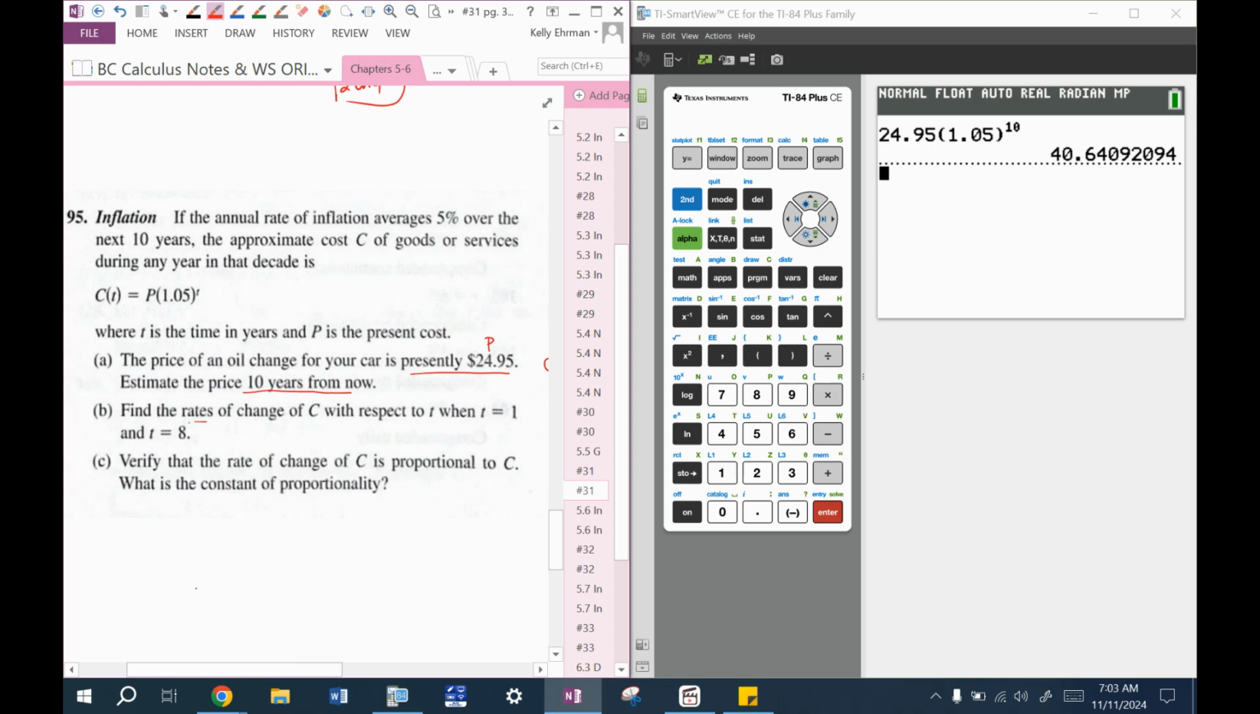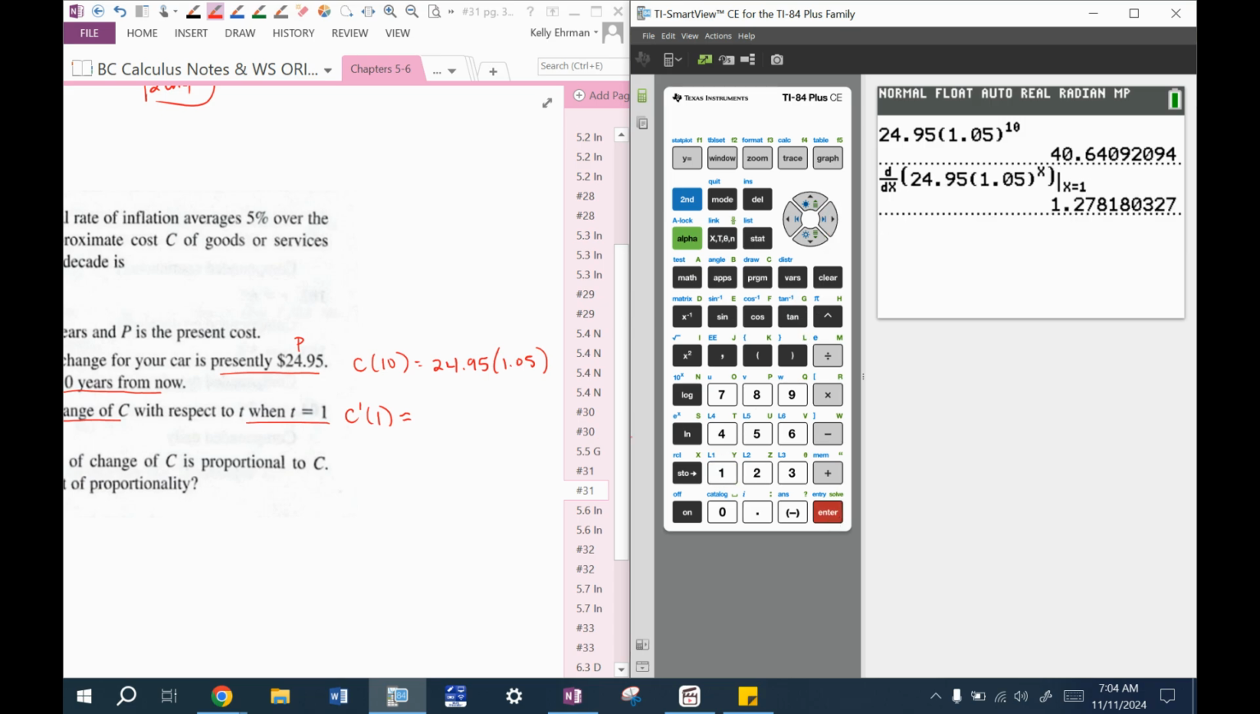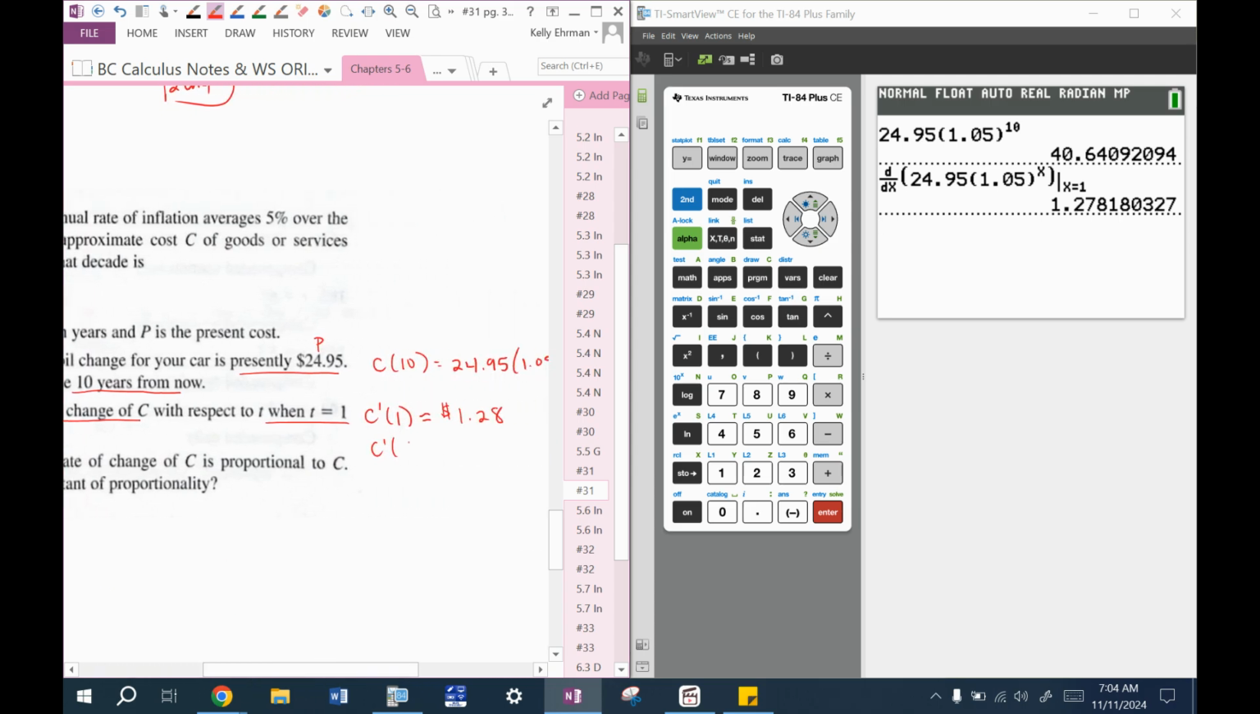Find the rates of change of C. So there's the calculus, with respect to T when T equals 1 and T equals 8. Now, if we're allowed to use a calculator, don't overthink it. Even though you could find the equation for C prime, don't waste your time doing that. Just find C prime. So math 8, x, 24.95 times 1.05 raised to the x power. And we want to evaluate that when x is 1. So this is $1.28.